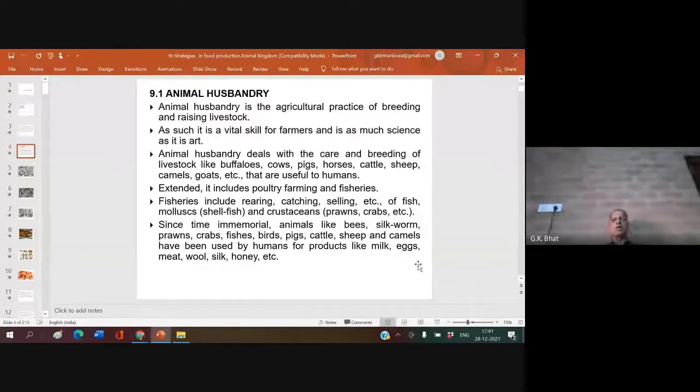Since time immemorial, animals like bees, silkworms, prawns, crabs, fishes, birds, pigs, cattle, sheep, and camels have been used by humans for products like milk, eggs, meat, wool, silk, honey, etc. So, in this set of animals, which are used for milk? Can anyone tell me? In this set of animals, which animals are used for milk? Come on. Can you answer, Janani?